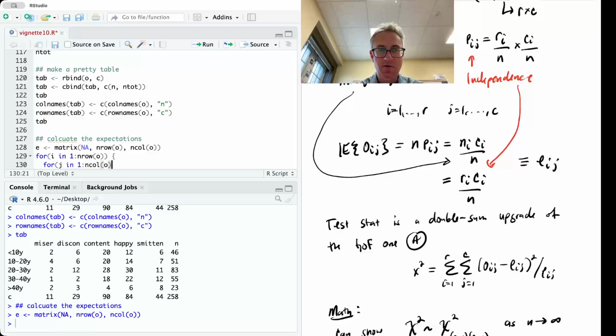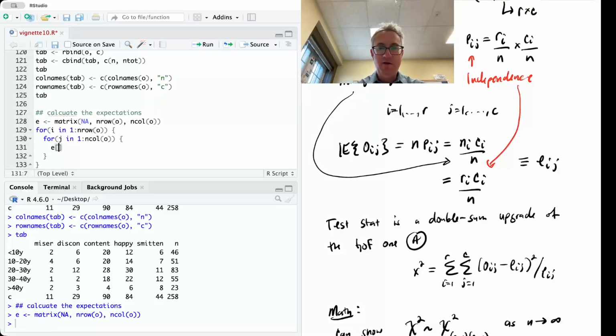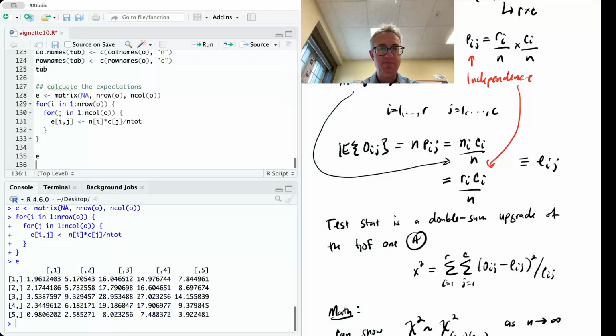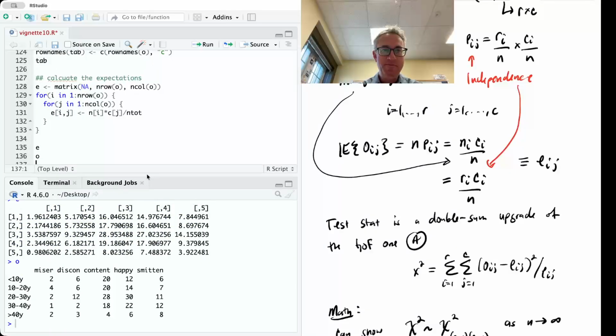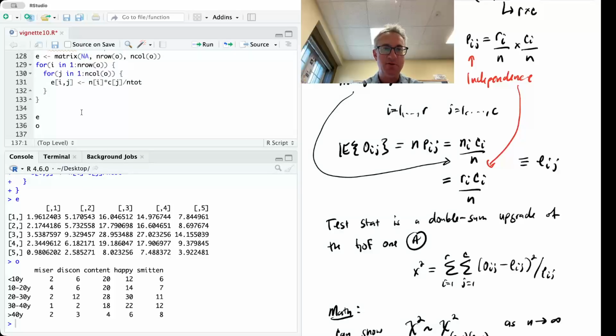So I'm just iterating over the rows and columns, and then I'm going to follow the formula for E_ij, which, looking at the whiteboard on the right, is N_i times C_j divided by N_tot. So if I didn't make any mistakes, that should do it for me. My expected table is that, and my observed table is that, and our test statistic is going to make a comparison between those two.